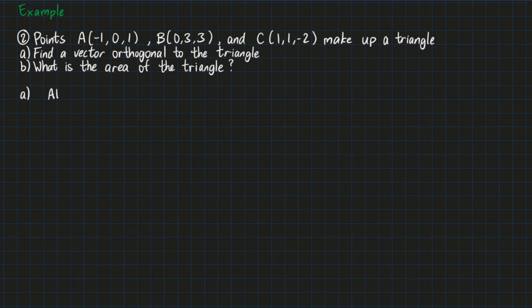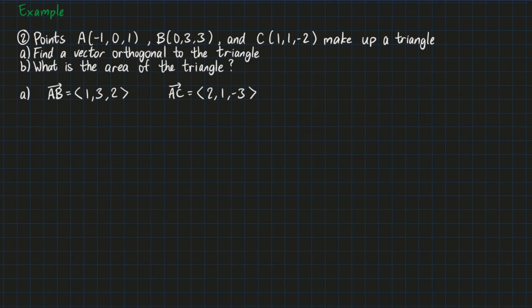So AB equals, remember to find vector AB, we do the final, which is B, minus the initial A. We subtract each component. So 0 minus negative 1 gives us 1, 3 minus 0 gives us 3, and 3 minus 1 gives us 2. And then for AC, we do the same, with the final being the point C now. This gives us 2, 1, and negative 3.